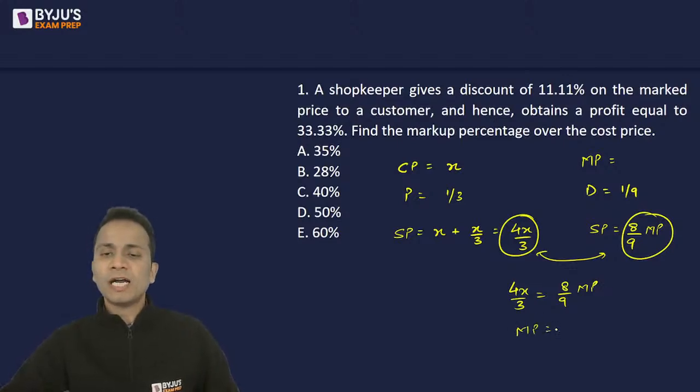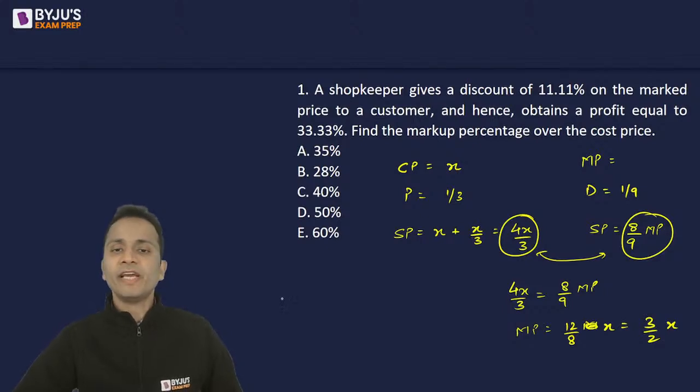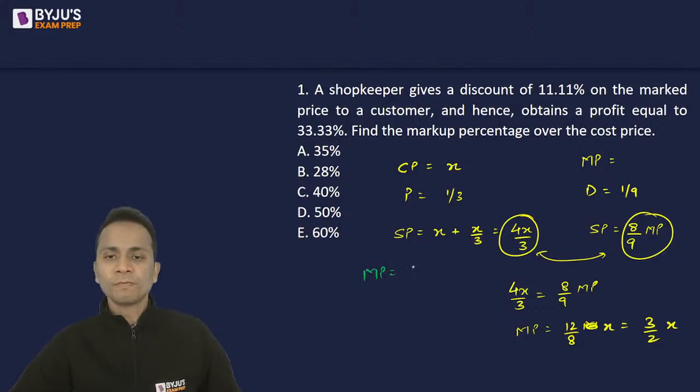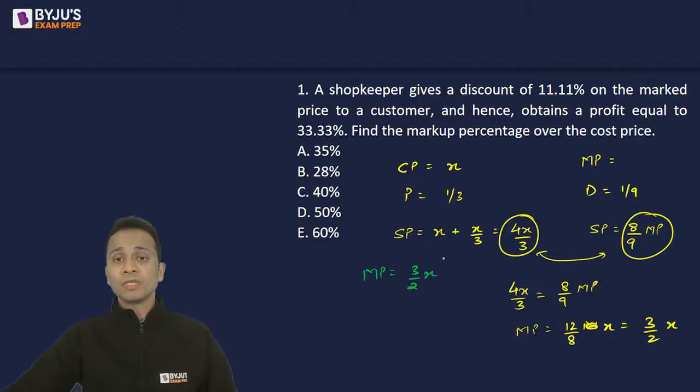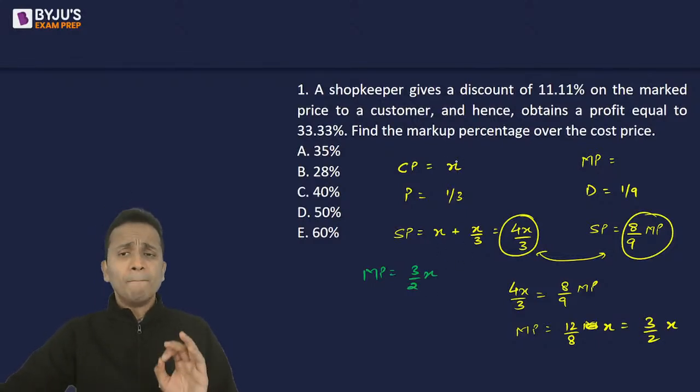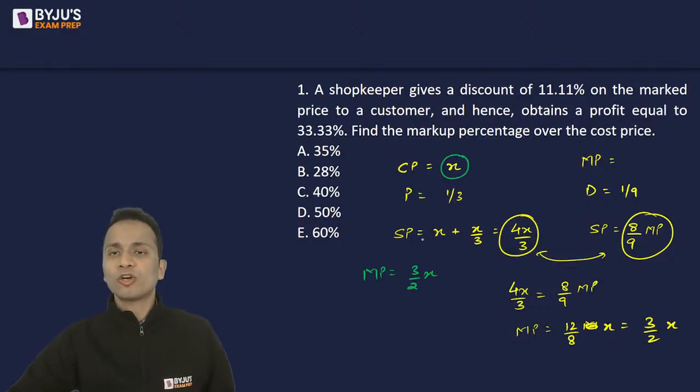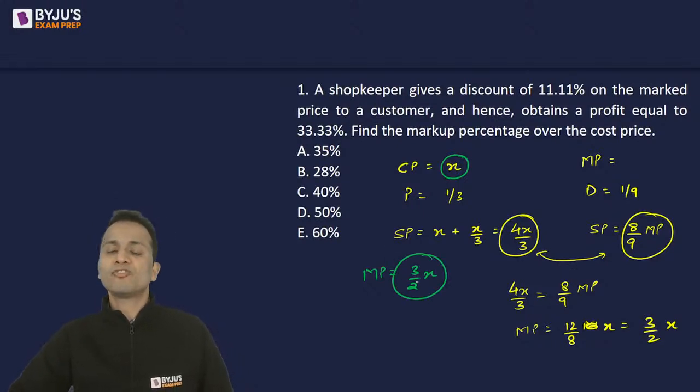So the mark price of this article will be equal to 4 into 3, that is 12 upon 8 times X. Okay, and that can be written as 3 by 2X. So the mark price in terms of X is now equal to 3 upon 2X, right? Now we'll have to find out the markup percentage. Markup percentage is always calculated over the cost price. Okay, so cost price is X, market price is 3 by 2X. So I can say that markup value is equal to 3 by 2 minus 1, that is 1 by 2X.